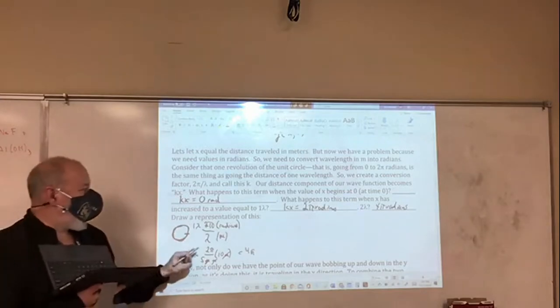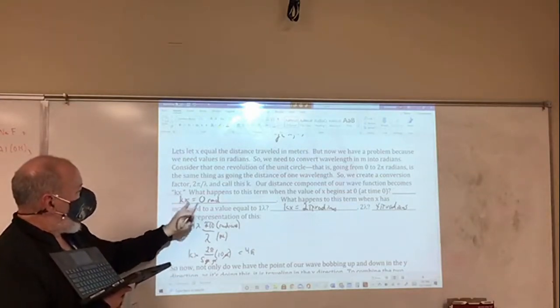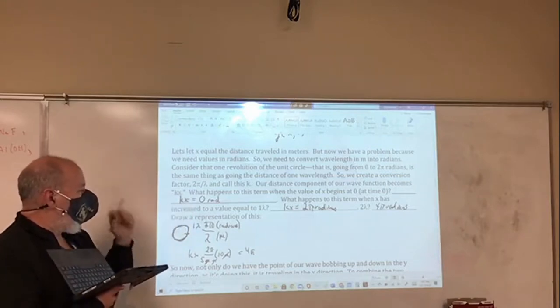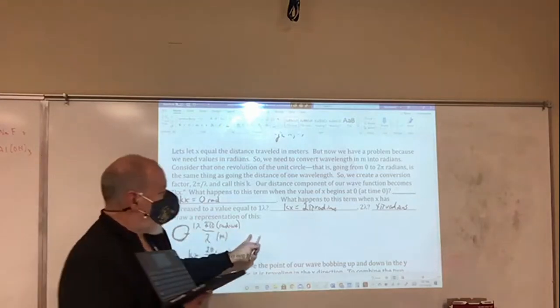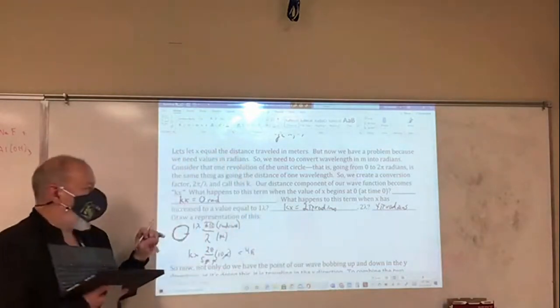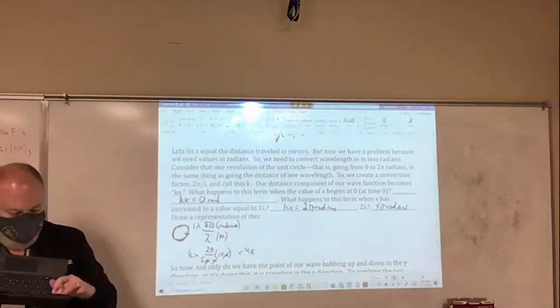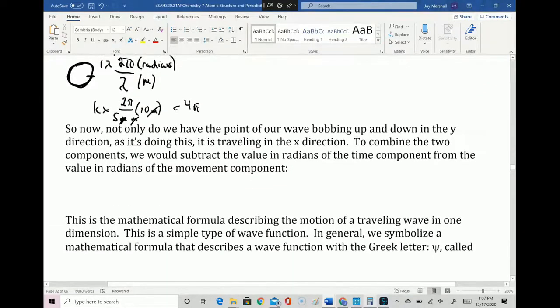So all we're doing is converting our term, the distance traveled by x, to a number of radians, so that it fits with my formula. So now not only do we have a point of our wave bobbing up and down in the y direction, as it's doing this, it's also traveling in the x direction. Now, to combine the two components, we would subtract the value in radians of the time component from the value in radians of the movement component.